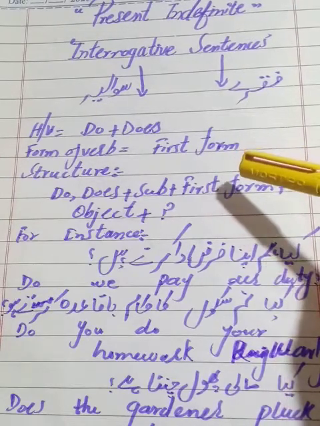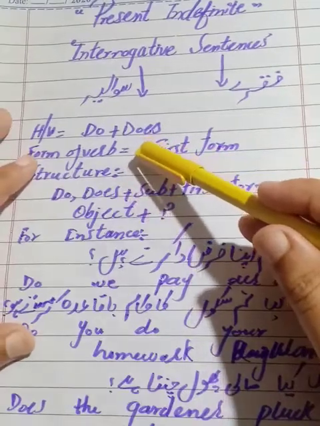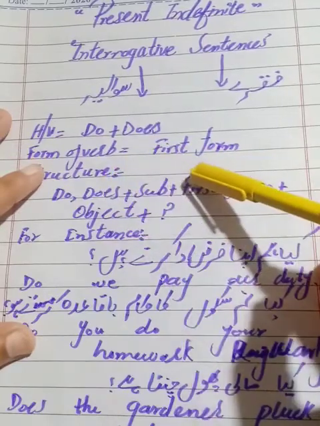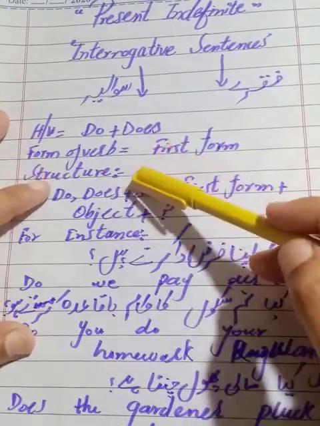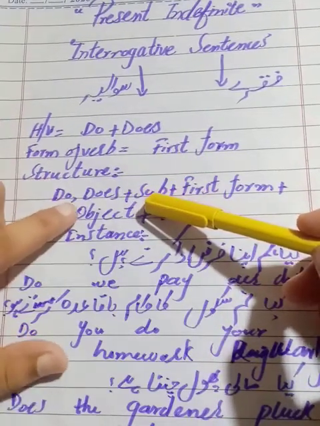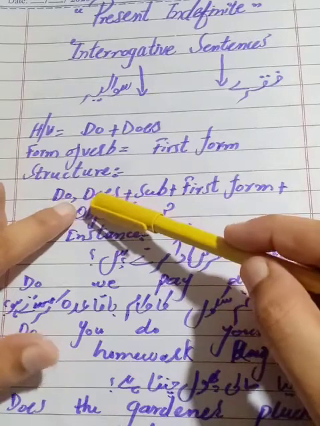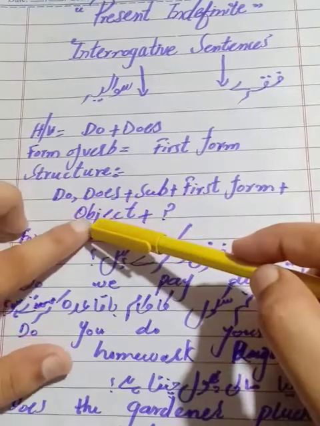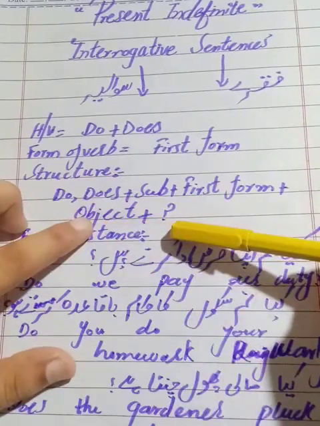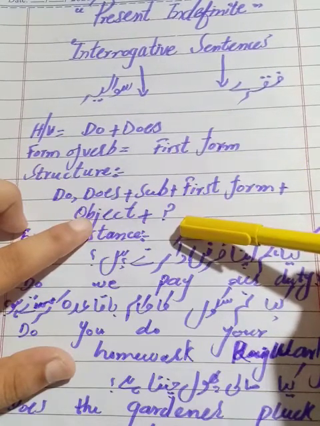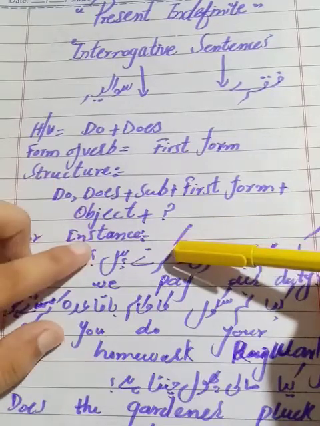Clear? Now helping verbs, you know that there are two helping verbs in present indefinite, do and does, and for the formal verb we use the first form after do and does. So the structure is the same, just the helping verb changes: we use the helping verb at the start of the sentence when the sentence is interrogative. So here I have written do and does at the start, then plus first form, object, and in the last a question mark. You know that it is an interrogative sentence, so we will put a question mark at the last of the sentence.